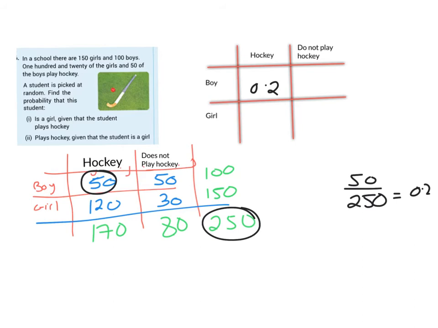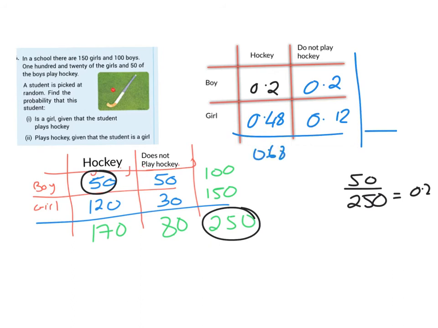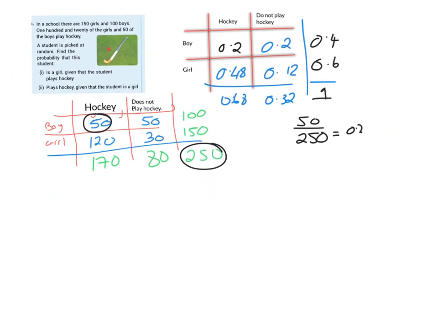Okay, so the next one will be 0.2 here again, 0.48, 0.12, and then you've got your totals. So the total amount who play hockey is 0.68. The total amount who don't play hockey is 0.32. And then the total amount of probabilities are boys, 0.4, girls, 0.6, and of course they always have to add up to 1. So going to just move a little bit quicker now.